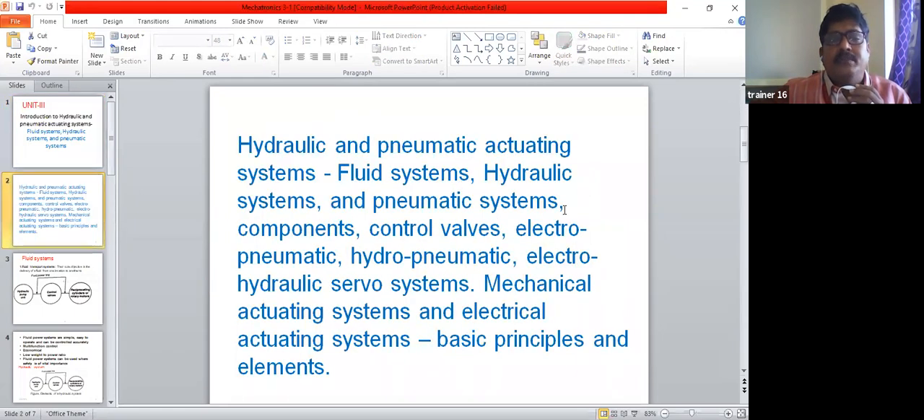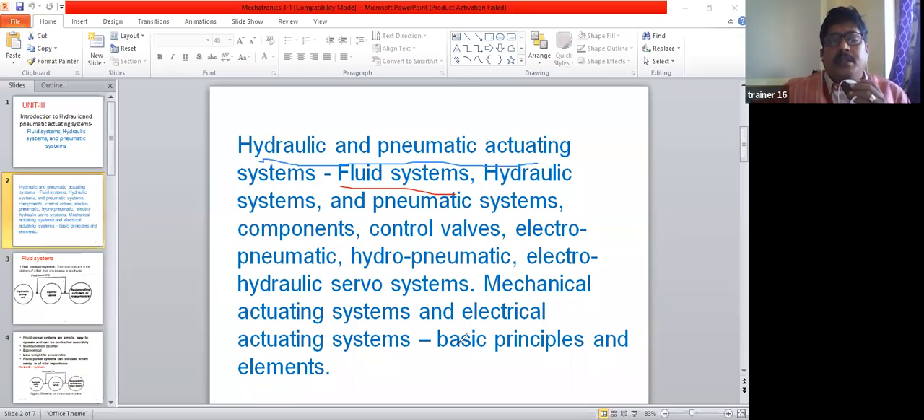In Unit 3, these are the hydraulic and pneumatic actuation systems. Fluid systems, in this hydraulic and pneumatic actuating system: fluid systems, hydraulic systems, and pneumatic systems, their components, control valves, and electro-pneumatic, hydro-pneumatic, electro-hydraulic servo system, mechanical actuating system, and electrical actuating system, basic principles of elements.